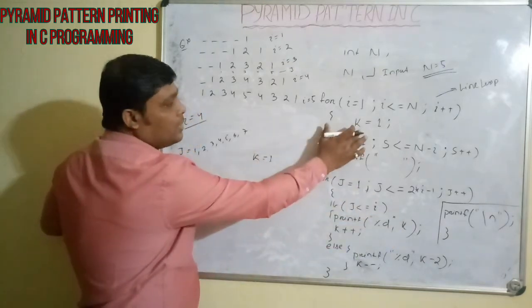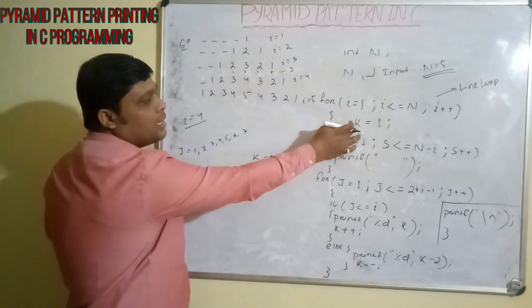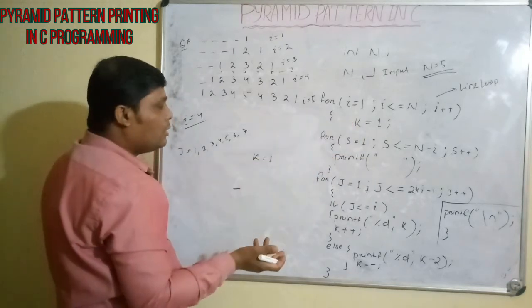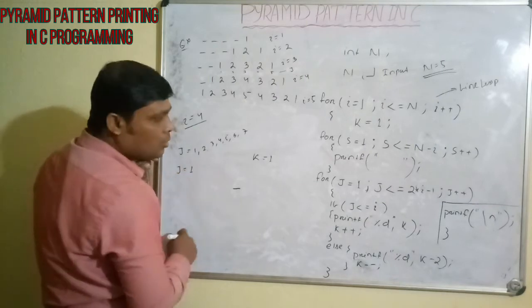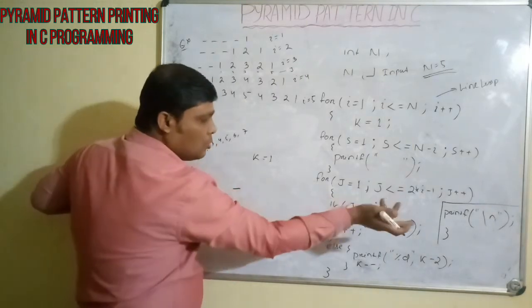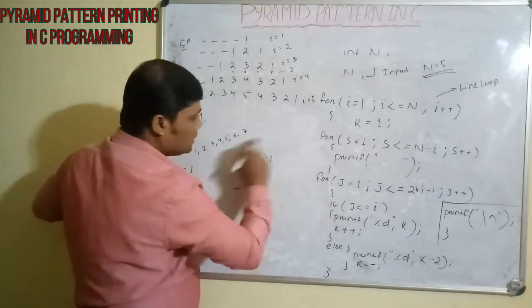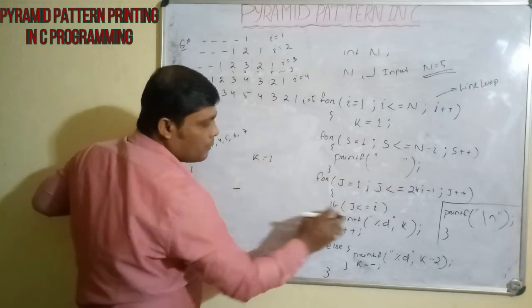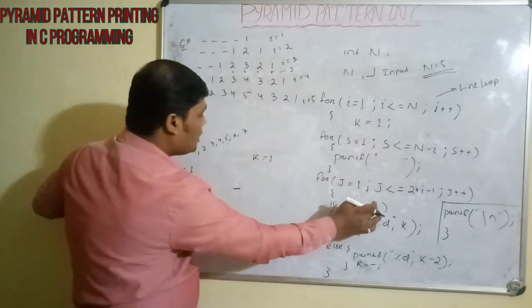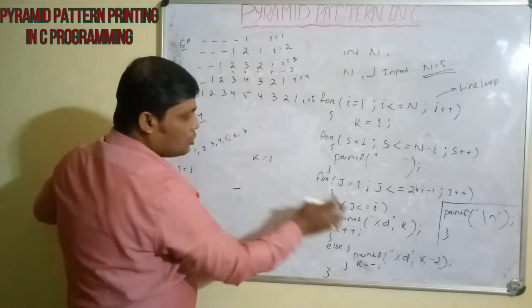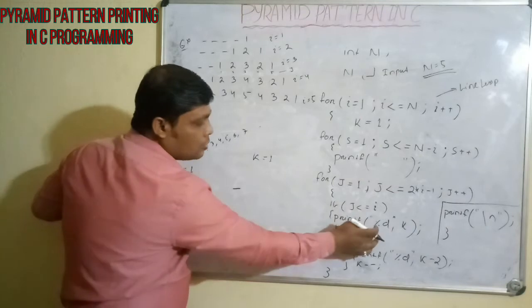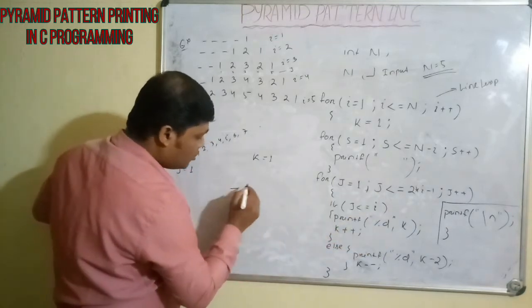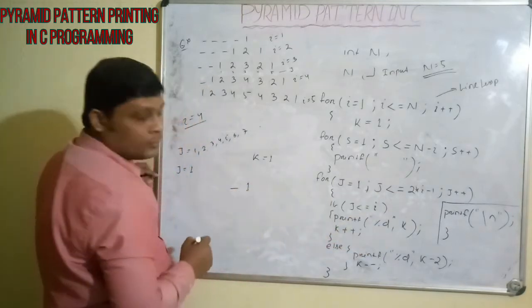Clear? Now k we have initialized. For each line we are initializing k to 1. Now see, when j equal to 1, this condition is true up to 7 times. Yes or no? 1, 2, 3, 4, 5, 6, 7. Now I value is 4. So 1 less than equal to 4, yes, condition true. So it will print k value, that is after one space it will print 1.